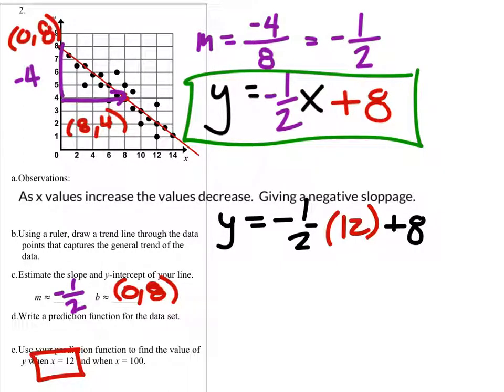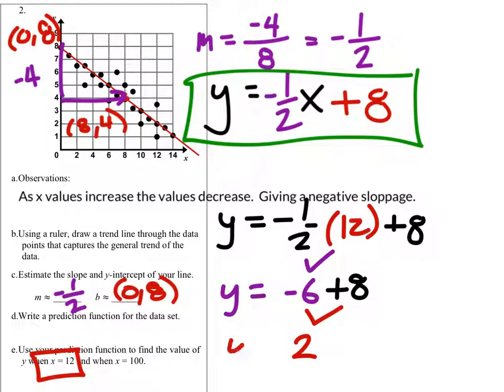So when solving these, negative 1/2 times 12 gives me negative 6. Y equals negative 6 plus 8. And then negative 6 plus 8 is 2. So y is 2. That's one of our answers. Y is 2. And then we're going to go in and replace x now with 100.